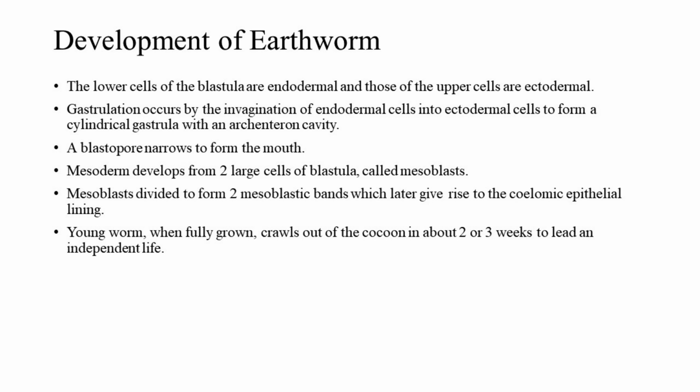Gastrulation occurs by the invagination of endodermal cells into ectodermal cells to form a cylindrical gastrula with an archenteron cavity. A blastopore narrows to form the mouth. Mesoderm develops from two large cells of the blastula, called mesoblasts. Mesoblasts divide to form two mesoblastic bands, which later give rise to the coelomic epithelial lining. The young worm, when fully grown, crawls out of the cocoon in about 2 or 3 weeks to lead an independent life.